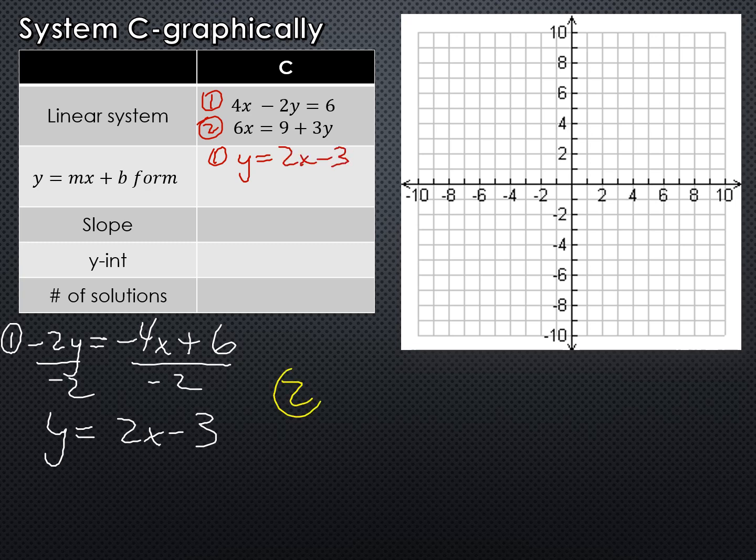For equation number 2, we rewrite it in y equals mx plus b form. 3y equals 6x minus 9. Divide everything by 3. We're left with y equals 2x minus 3.